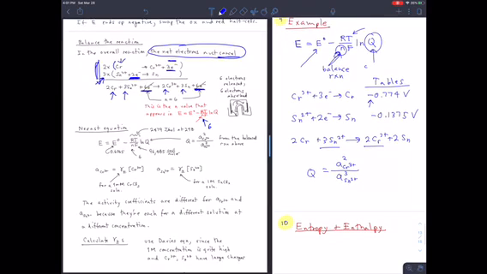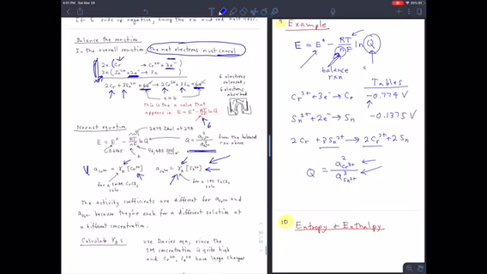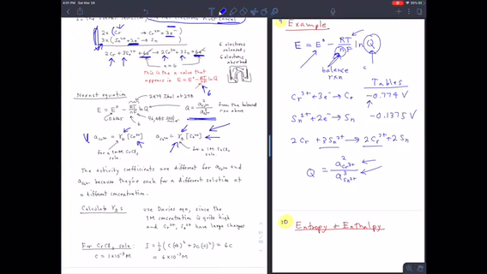And next I have to turn these activities into, I have to relate them to concentrations. So I'm doing that over here. The activity, so here's my Q. The activity for the tin is the activity coefficient times the concentration. The activity for the chromium is the activity coefficient times the concentration. And that means I've got to calculate these activity coefficients.